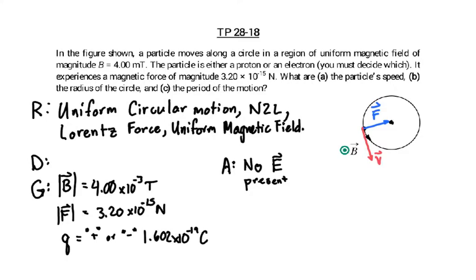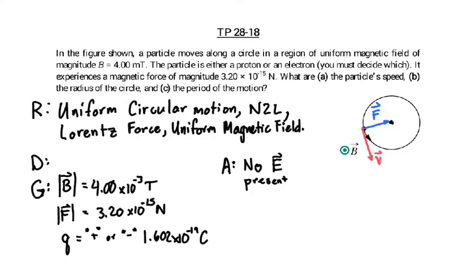Now we look at our givens. We're given the magnitude of our magnetic field. We're given the magnitude of the force. In this case, it's what I have labeled over here in blue. This is our centripetal force. And the charge on our particle is either positive or negative, proton or electron, 1.602 times 10 to the negative 19 coulombs. So we know the magnitude of the charge on our particle, just not the sign of our charge. And we will figure that out here shortly.